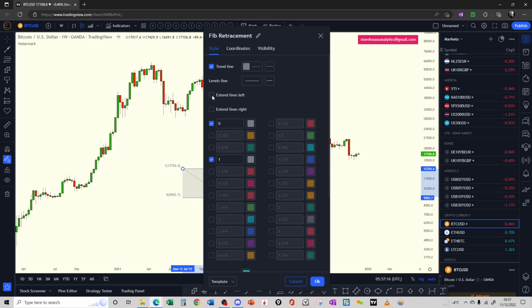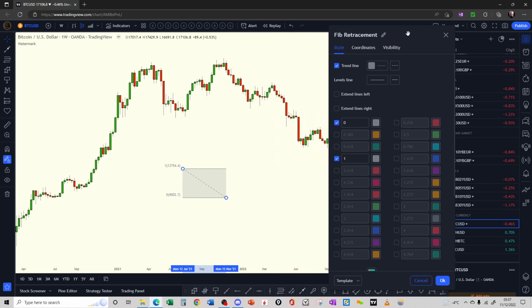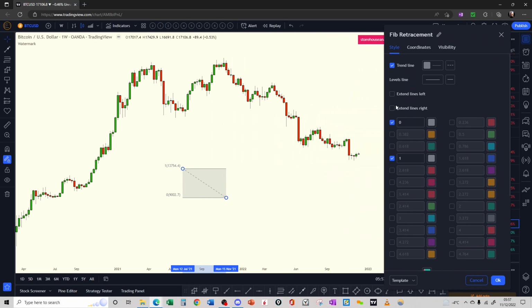You can click on extend the lines. You want to extend the lines to the right because you're going to be looking forward in price, obviously. So let me move this aside so you see how things change as I make the alterations. So if you click on that, that's the first thing. You see where it says trend line? You may want to keep that.